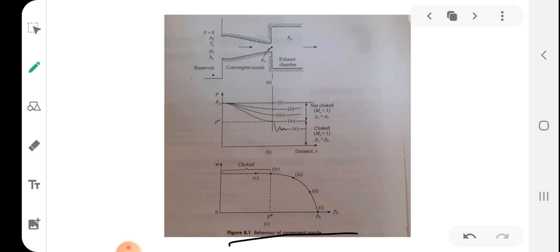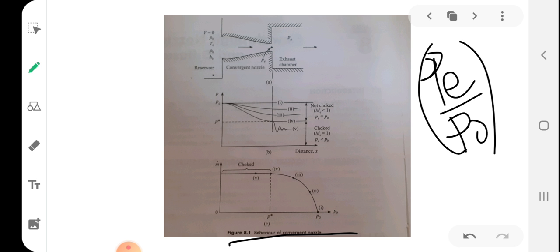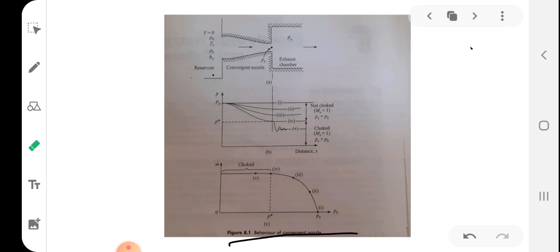That is very important, because we have already studied the pressure ratio P by P0, where P means the exit plane pressure. In the equation we use the pressure ratio P by P0, and P will be equal to the back pressure. So we are changing the back pressure here.